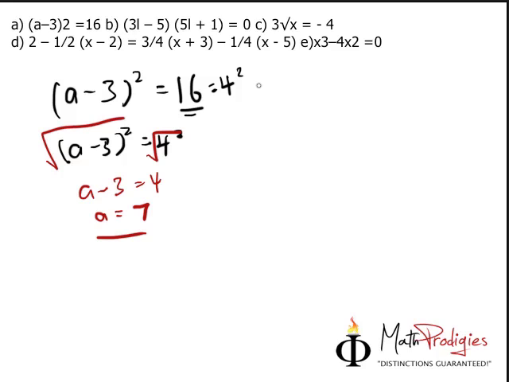Okay, so for part B, let's look at part B. Part B is saying that (3L minus 5) times (5L plus 1) equals to 0. So what's the answer? Okay, for this kind of questions, you need to understand one thing.